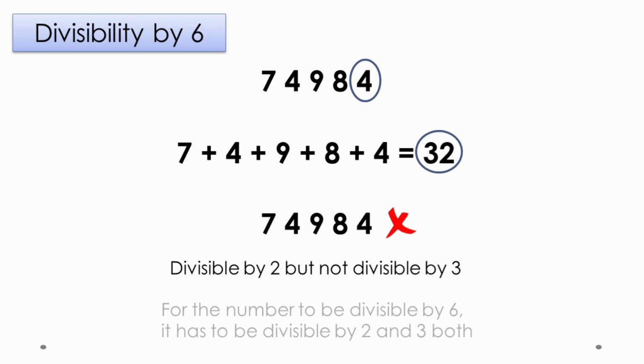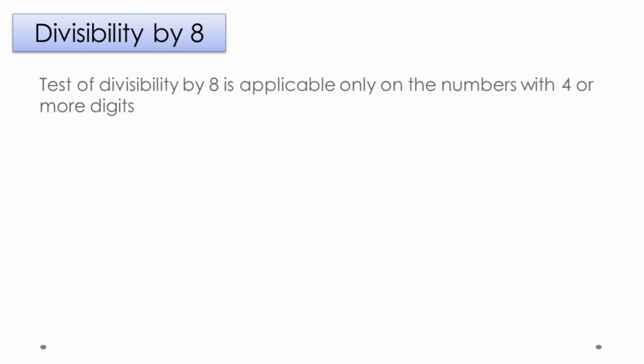For the number to be divisible by 6, it has to be divisible by both 2 and 3. In case of divisibility by 4, we check the last two digits and see if the number represented by the last two digits is divisible by 4 or not. In case of 8, we need to check the last three digits of the number. So, the test of divisibility by 8 is applicable only on the numbers with 4 or more digits.